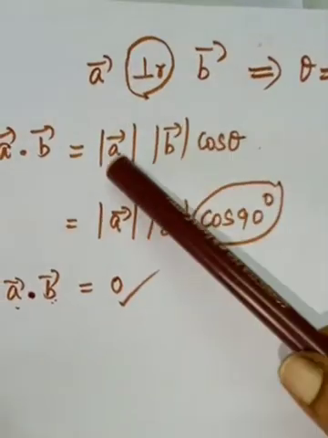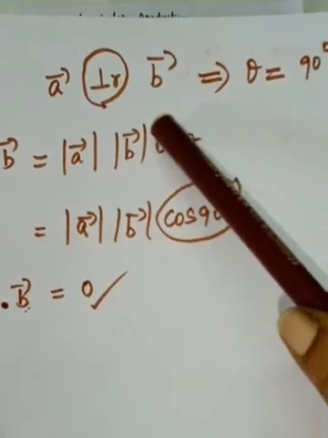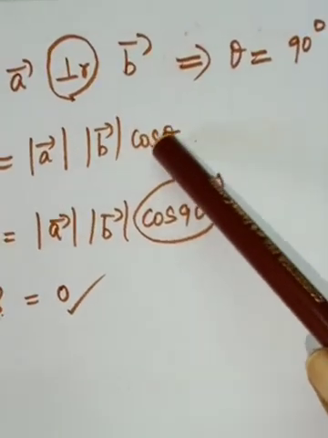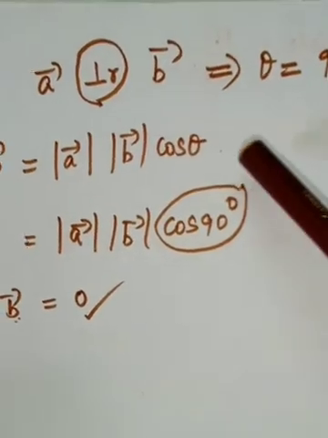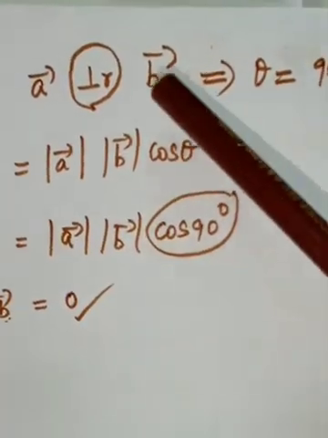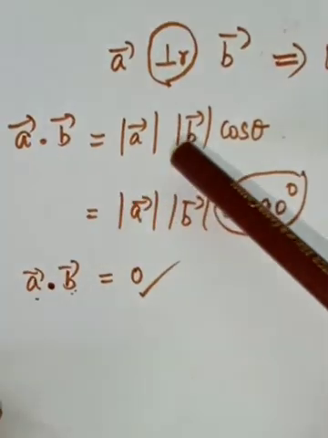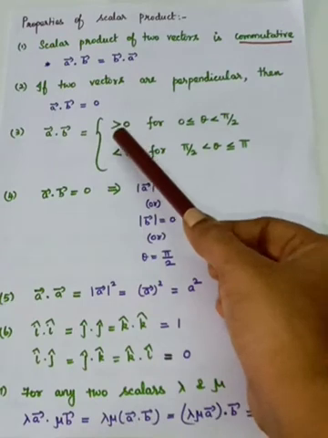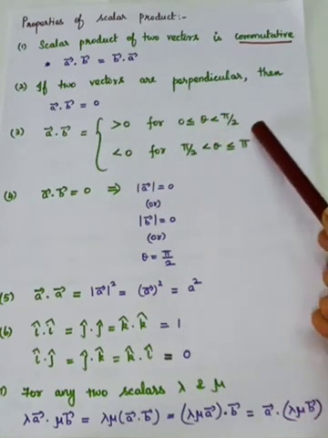In the first quadrant your cos theta is positive because magnitude of A vector and magnitude of B vector are positive, and your theta now lies in the first quadrant. In the first quadrant all the trigonometric functions are positive. So here cos theta is involved, so this is also positive. So your scalar product is greater than 0 when 0 less than or equal to theta less than pi by 2.